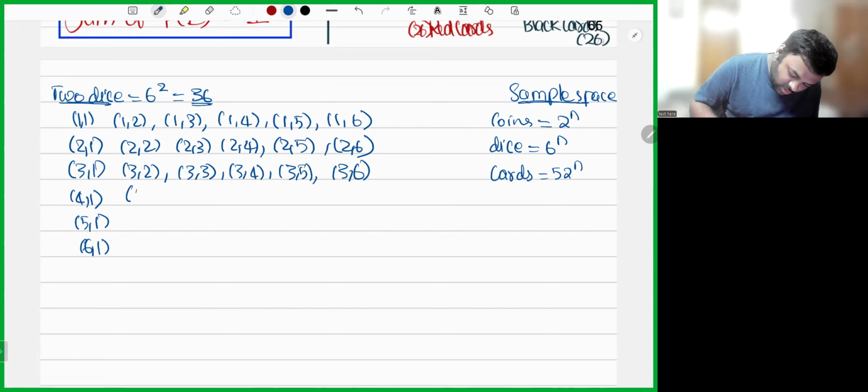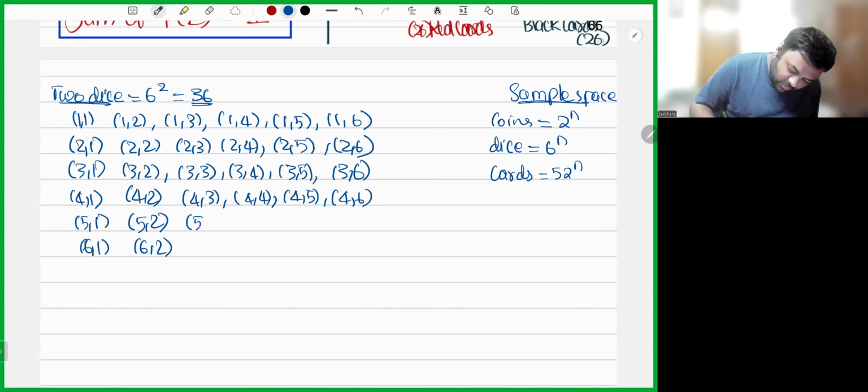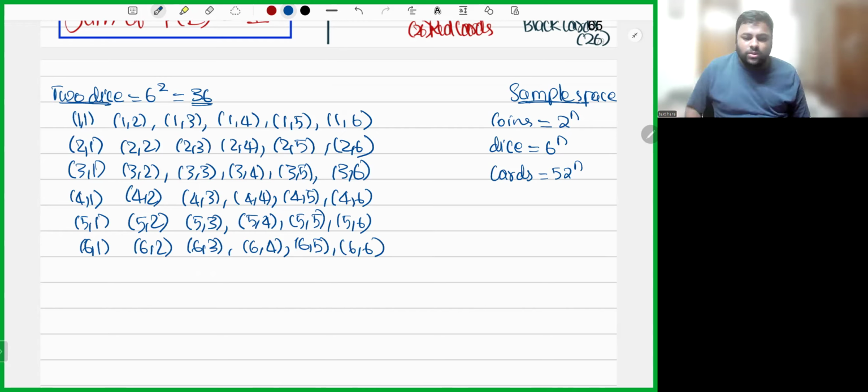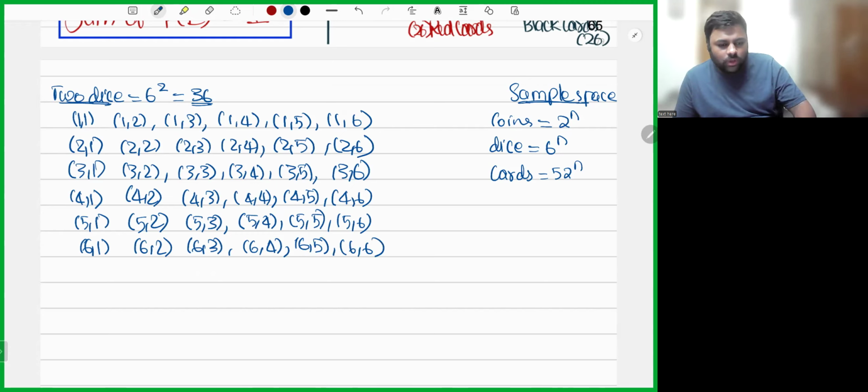4,2; 5,2; 6,2; 4,3; 4,4; 4,5; 4,6; 5,3; 5,4; 5,5; 5,6; 6,3; 6,4; 6,5; and 6,6. Okay, so these are the total 36 outcomes you will get when you roll 2 dice.